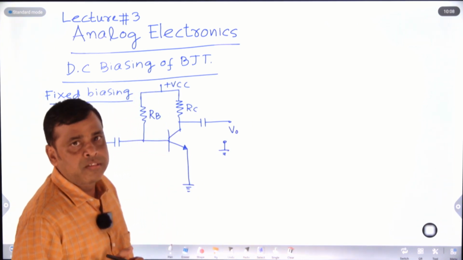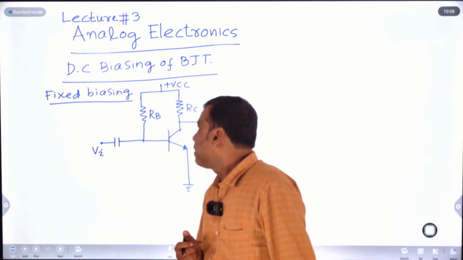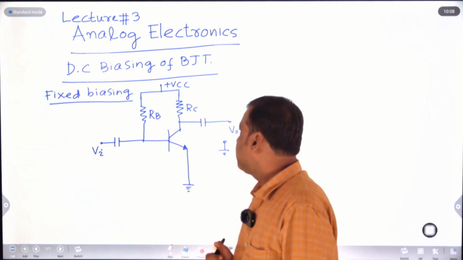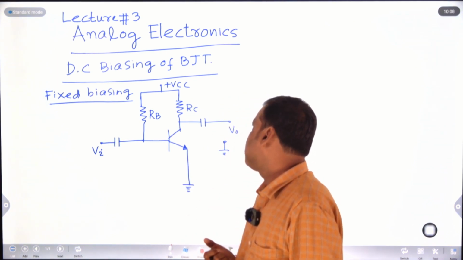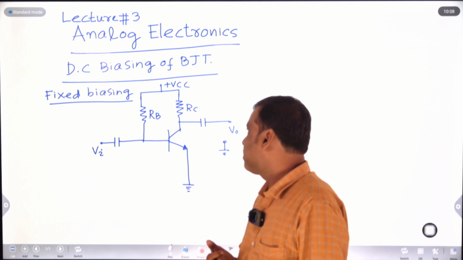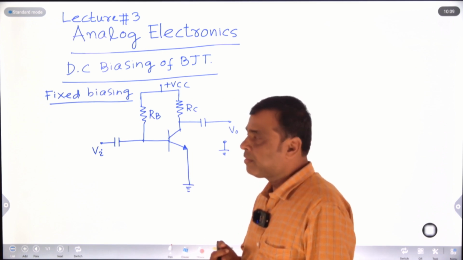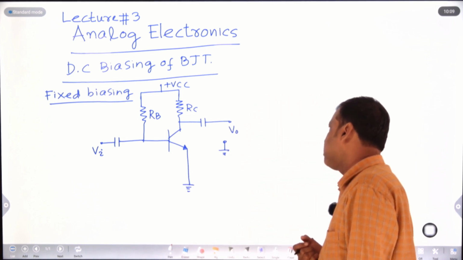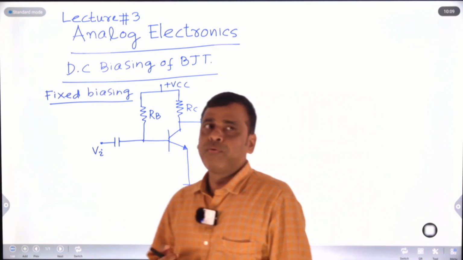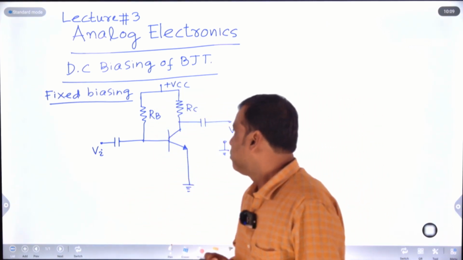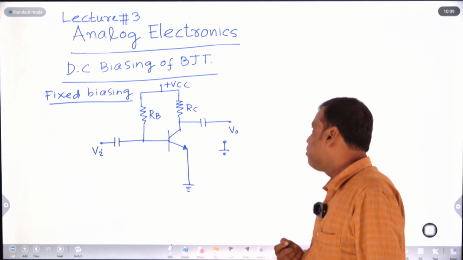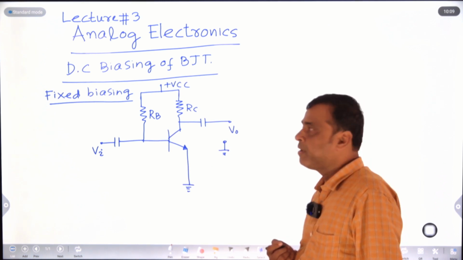There are four biasing methods in DC biasing of BJT. Number one is fixed biasing. After fixed biasing, there is collector to base bias, which we may say is feedback bias. Then another biasing is emitter biasing, and the fourth one is voltage divider bias. We will go through each biasing in detail, one by one.